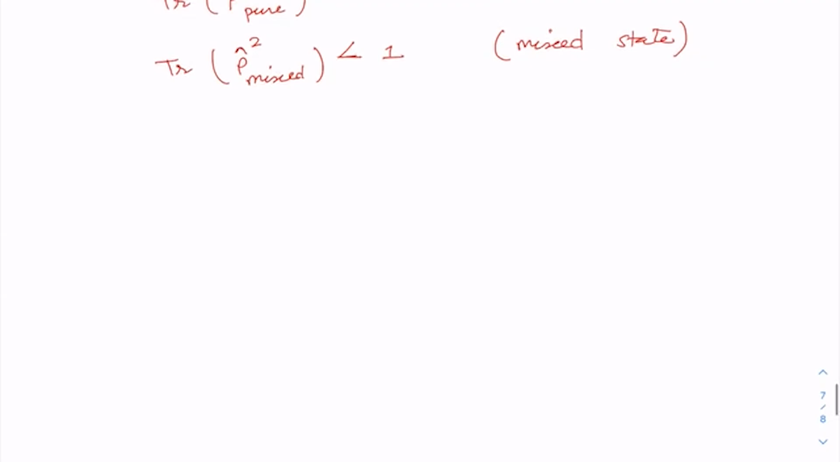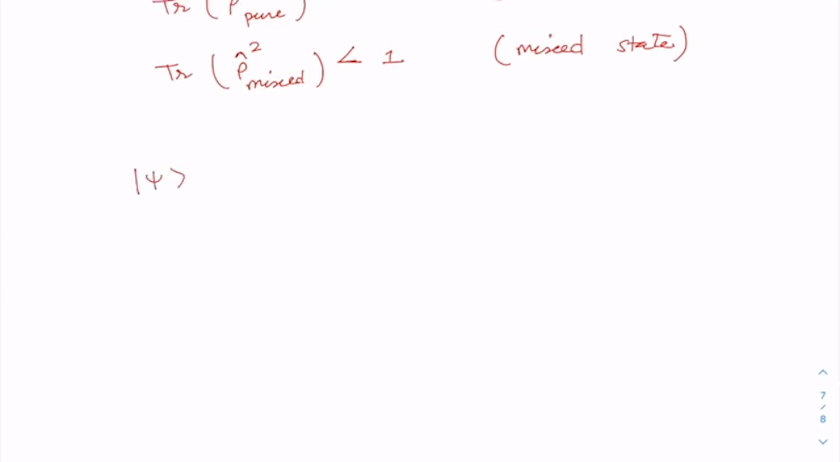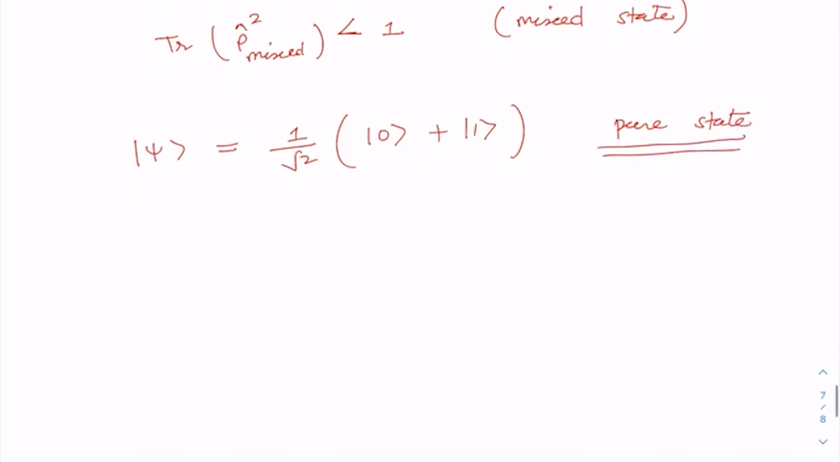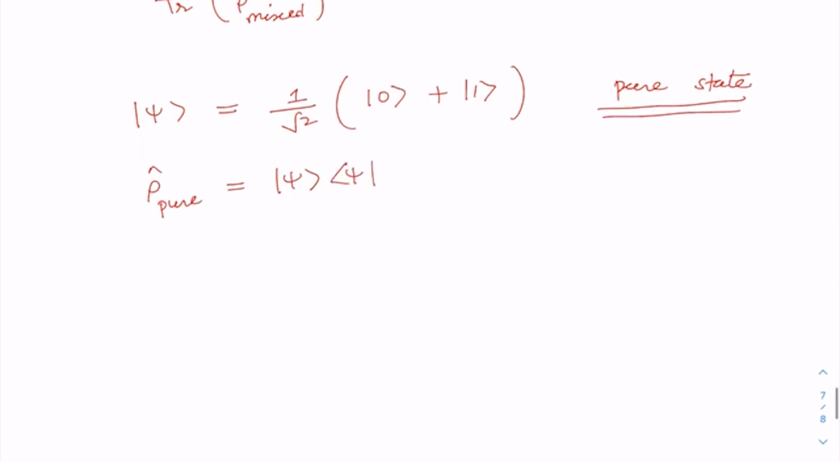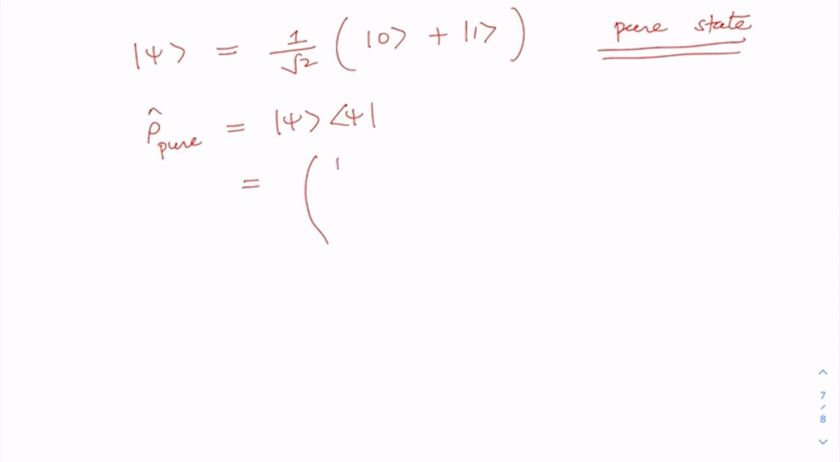Let us say we have a two-level atomic system or ensemble represented by a coherent superposition of kets 0 and 1. Obviously this refers to a pure state. I can define this state by a state vector like this, and the corresponding density operator would be ket psi bra psi, and if you work it out, the density matrix of the pure state would be simply half, half, half, half.